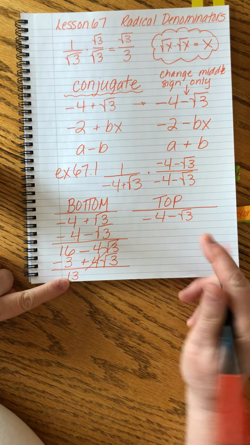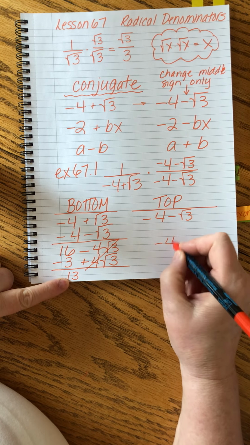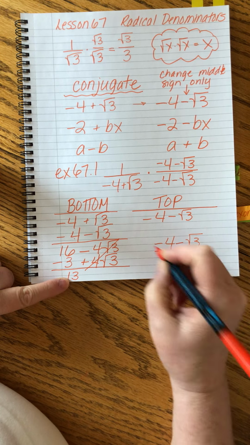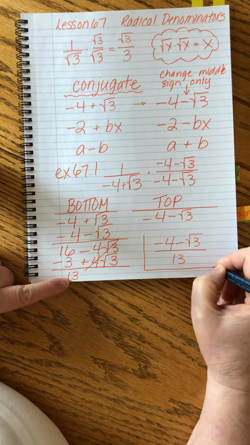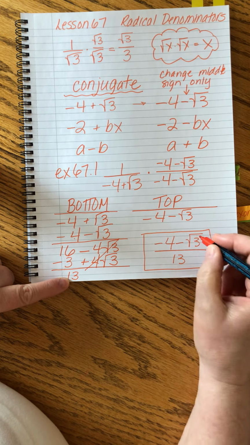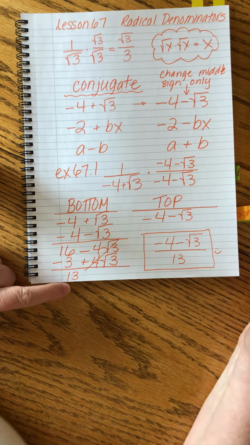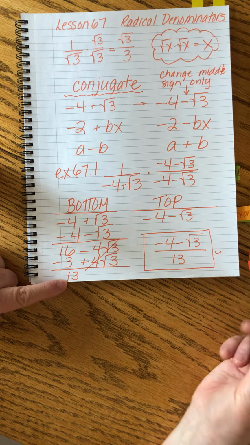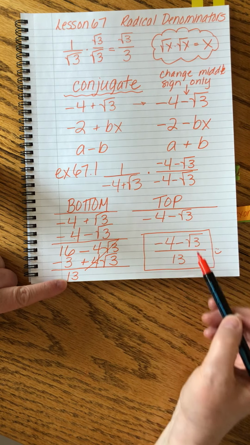And so we put these two together to get our final answer, minus 4 minus the square root of 3 over 13. That is a beautiful answer. Again, radicals in the numerator don't sweat us, but in the denominator, we have a conniption fit. So we turned this into this.